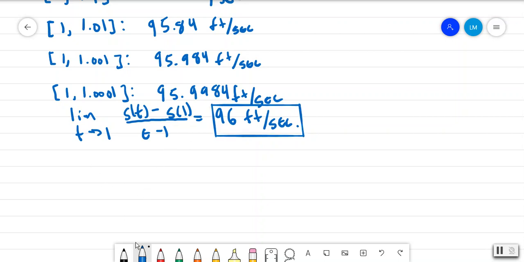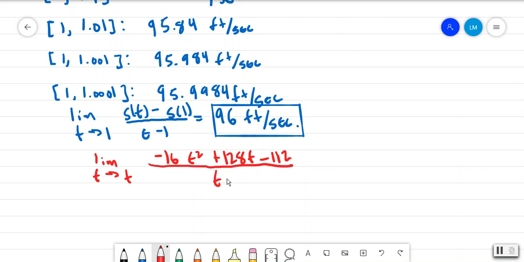But if you go ahead and look at the secant slope, or the average rate of change that you were working with, that's going to be negative 16 t squared plus 128 t minus 112, all of this divided by t minus 1. So you're going to learn that whenever the limit expression gives you a 0 over 0, the indeterminate form, basically the way to solve those is to just factor.